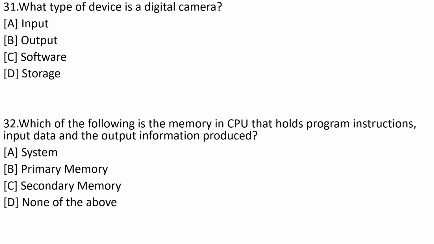Question number 31. What type of device is a digital camera? Option A, input. Option B, output. Option C, software. Option D, storage. And the answer is option A, input.